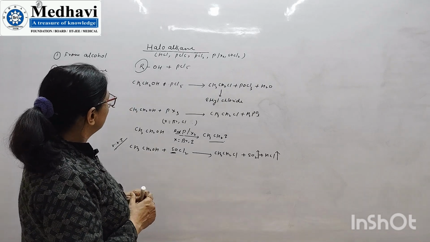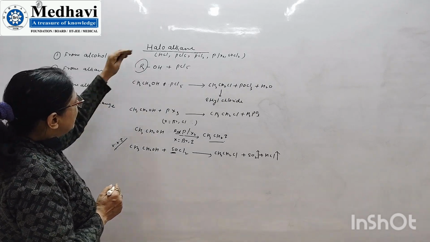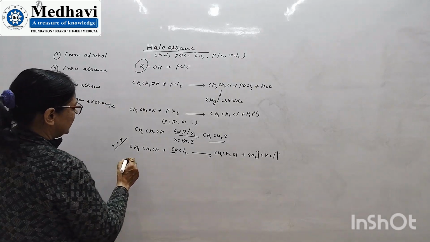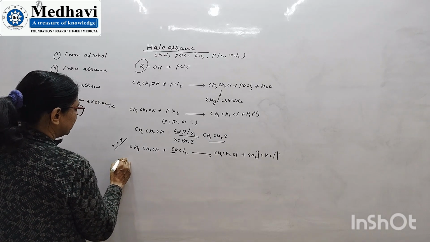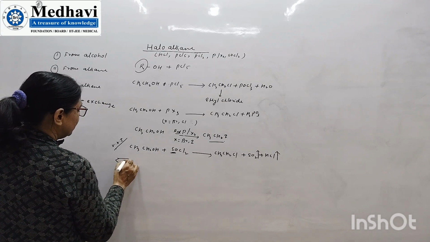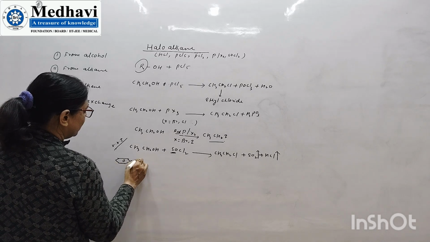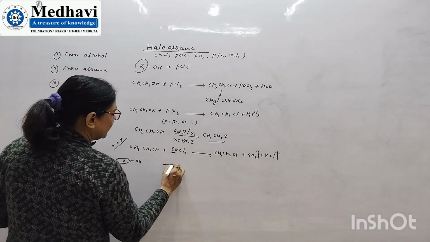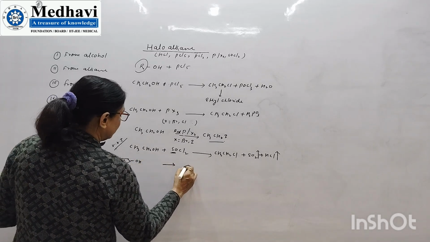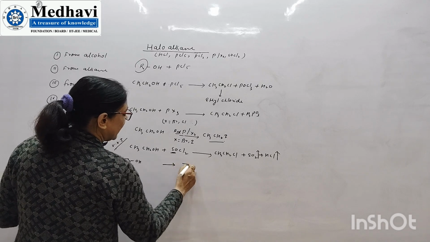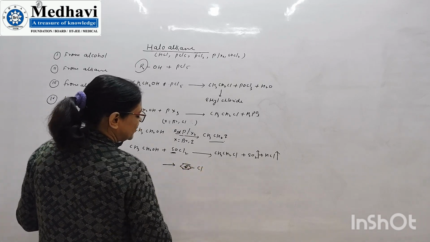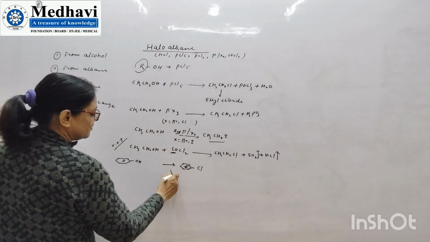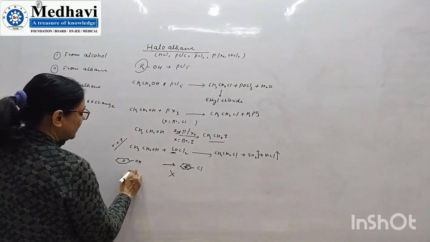Here one thing I want to say is that this method is not suitable for the preparation of haloarene. Using this method, suppose we use phenol. This is phenol. We cannot prepare this compound, chlorobenzene, using this method. Not possible.